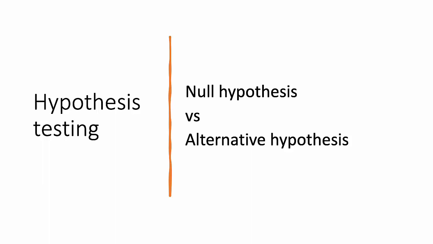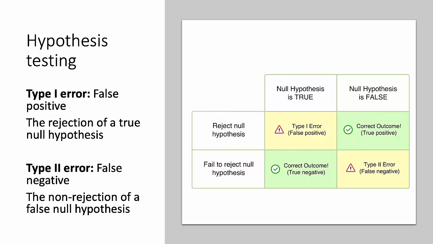We can therefore understand statistical power, or the power of a hypothesis test, as the probability that the test correctly rejects the null hypothesis, so the probability of a true positive result. We can think of this in terms of type 1 and type 2 errors.